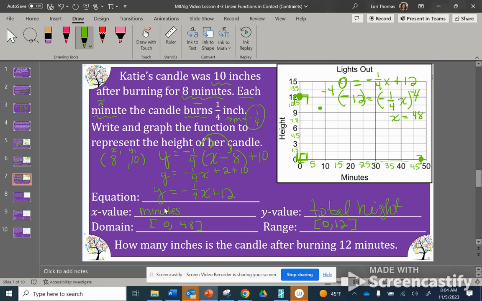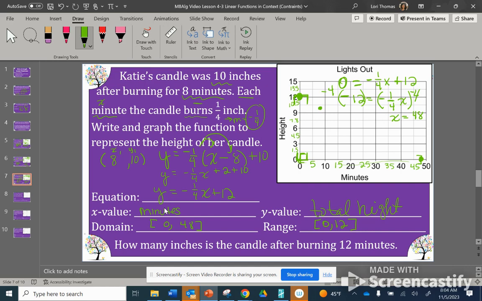Okay, now we have to decide, can we connect the points or do we need to plot them and it be a discrete graph? Can we have partial minutes? Well, absolutely. We could see at any moment, like in 2.2 minutes. Can the candle be partial height?